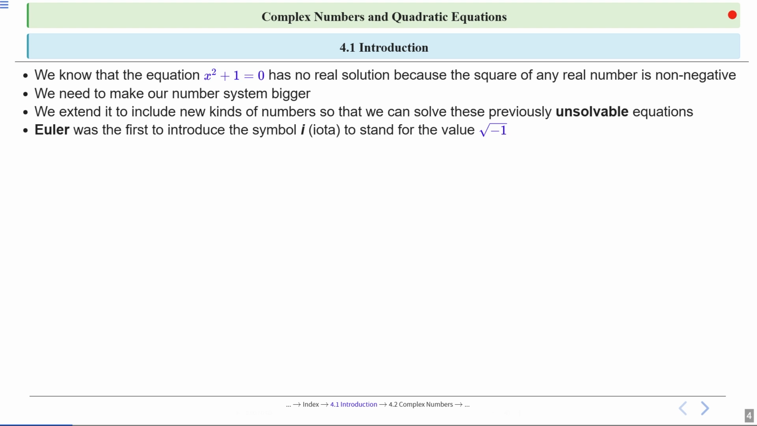Euler was the first to use the symbol iota to represent the value of square root of minus 1. That means iota is defined as the square root of minus 1. This was a major breakthrough because it gave us a way to talk about and work with solutions to equations like x square plus 1 equal to 0.